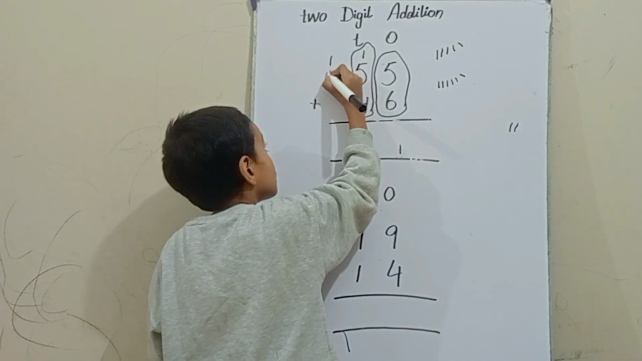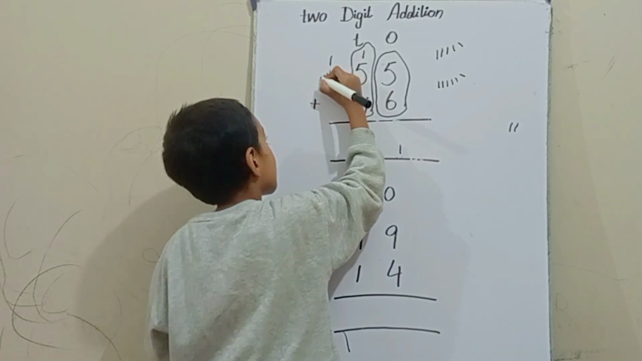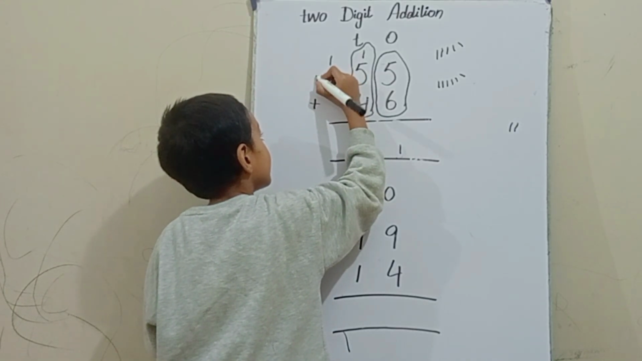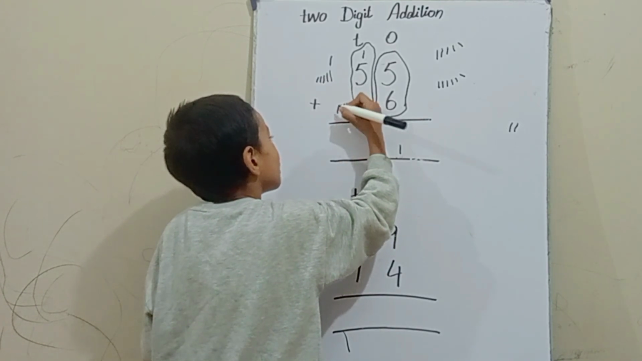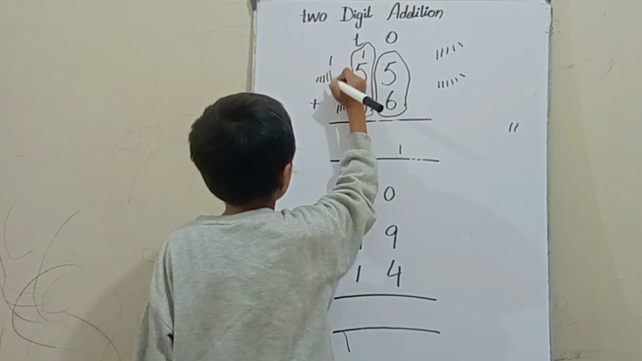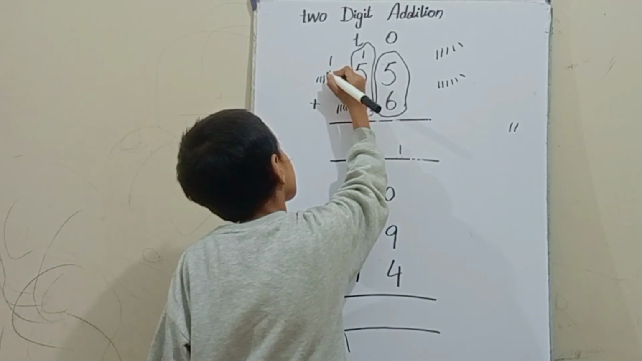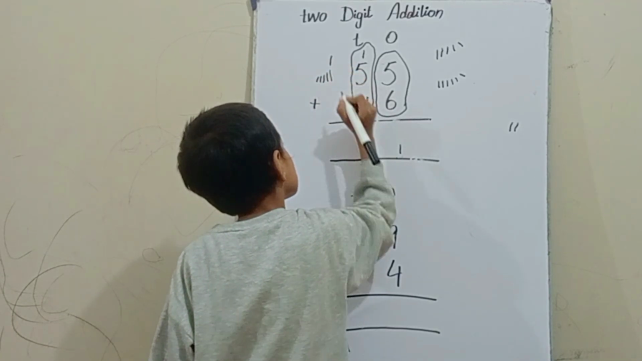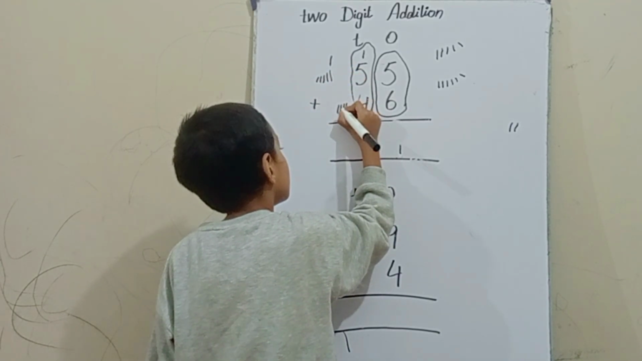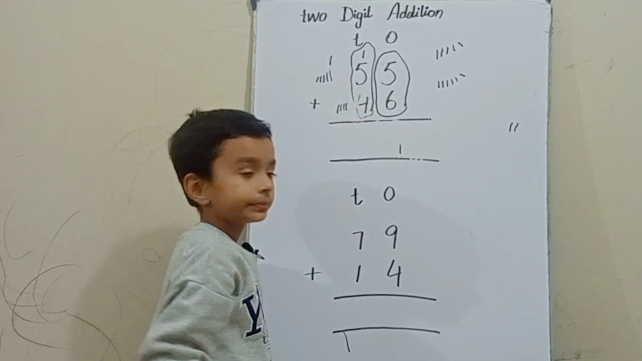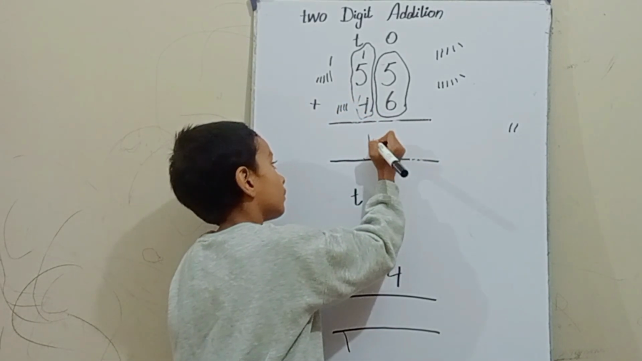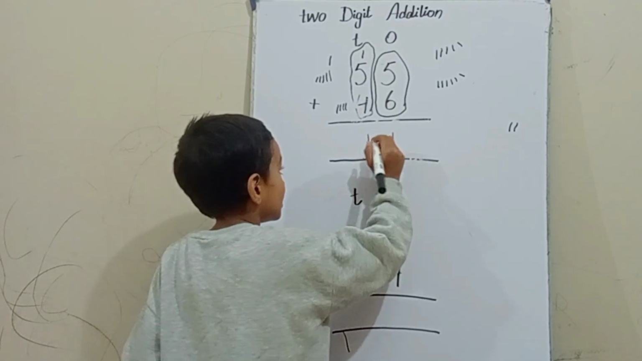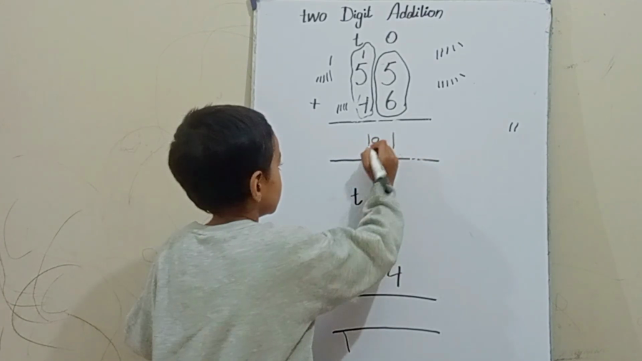1, 2, 3, 4, 5. 1, 2, 3, 4. 1, 2, 3, 4, 5, 6, 7, 8, 9, 10. 10. Answer is 101.